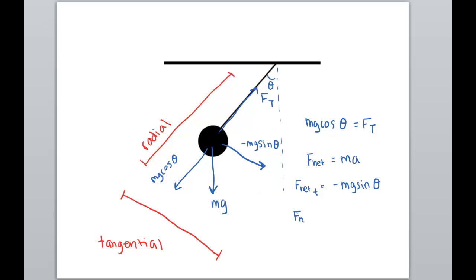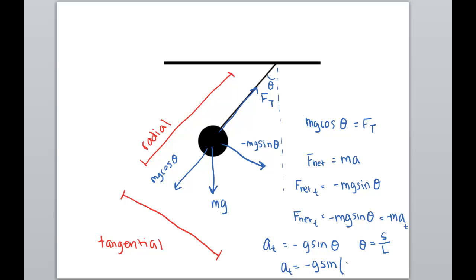So F net tangential is equal to negative mg sin theta, which is equal to negative m times the tangential acceleration. The tangential component of acceleration is equal to negative g sine of theta. And if you recall from the previous slide, theta is equal to s over L. So our final formula is a sub t is equal to negative g sine of s over L.